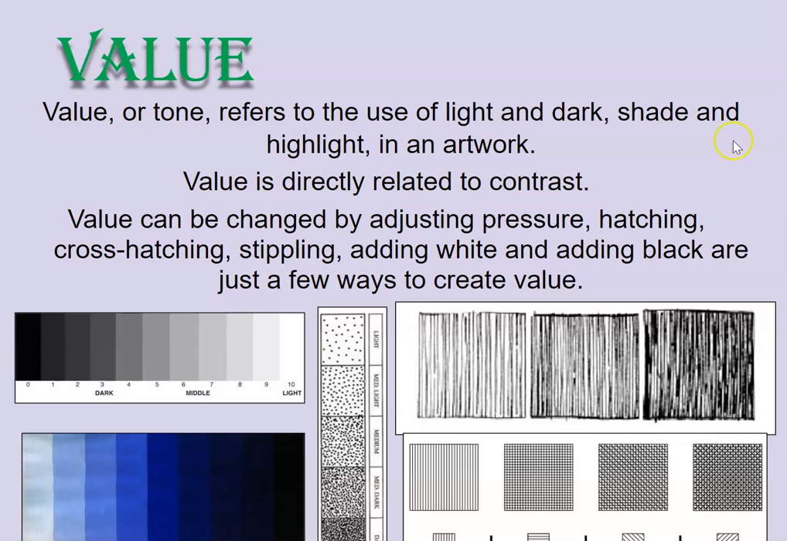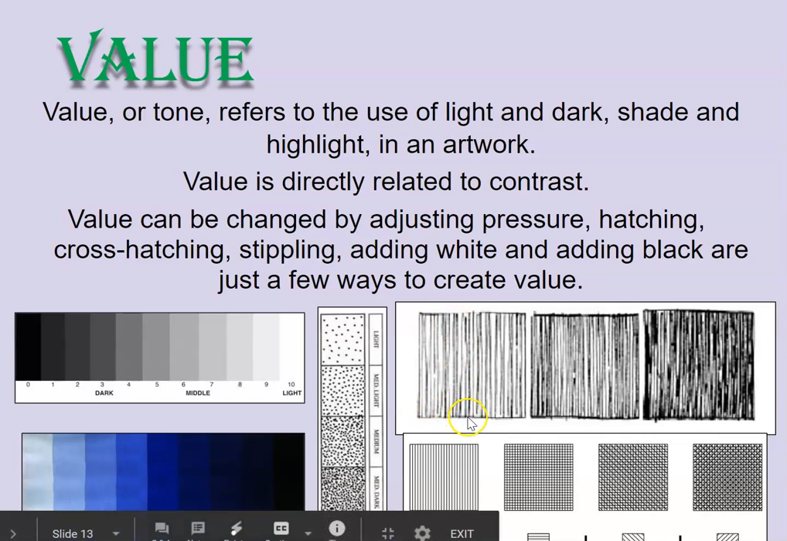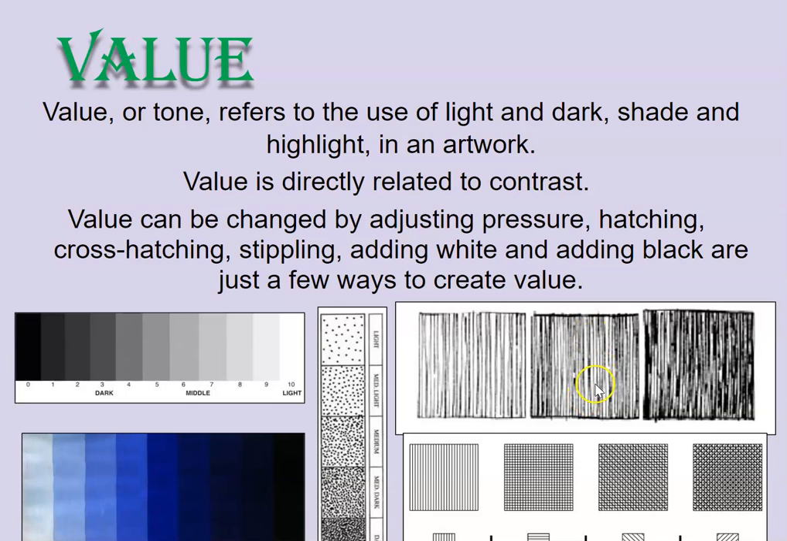So below, as you can see, we have a few different ways. This is hatching. Hatching is using lines in the same direction. The lighter the lines and the further the lines are apart, the lighter the value is going to be. As you add more lines, and they get closer together, the darker the value becomes.